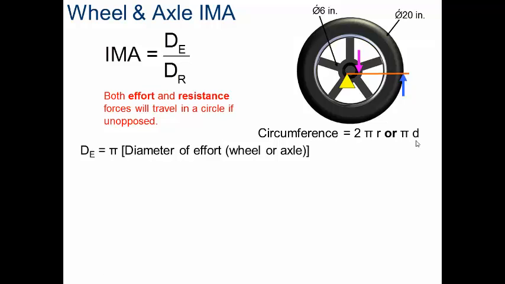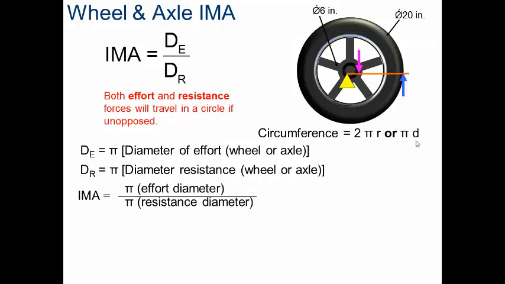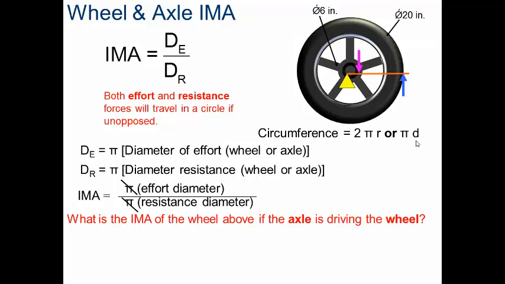If I take a look at that in terms of our distance of our effort and distance of our load, the effort could be pi times the diameter of the effort, and again it could be either the wheel or the axle. The distance of the load is pi times the diameter of the resistance. Again, it could be the wheel or axle depending on our situation. If I substitute that in for our IMA, notice how pi cancels, so we're still left with the same equation that we've always used.